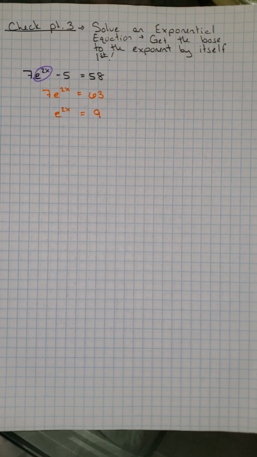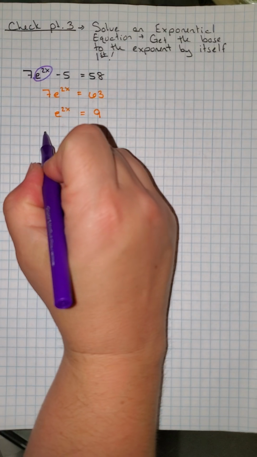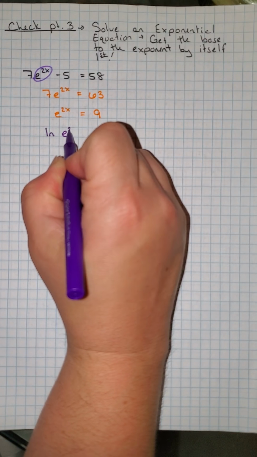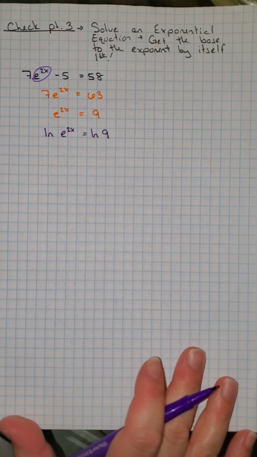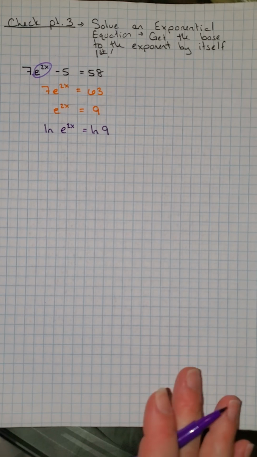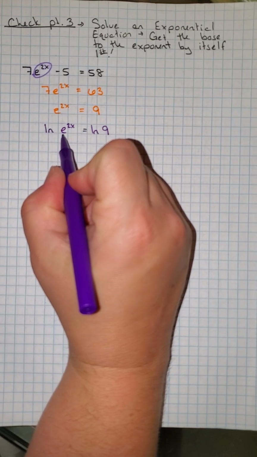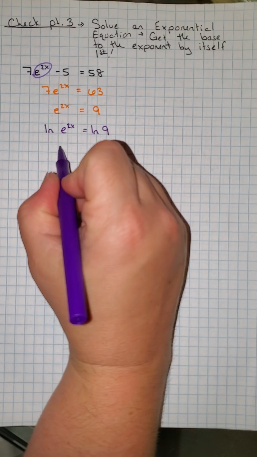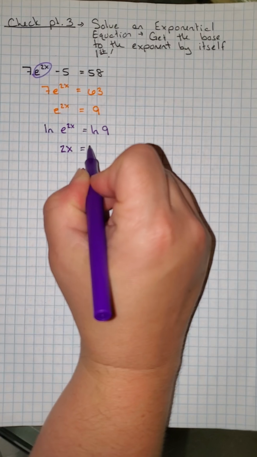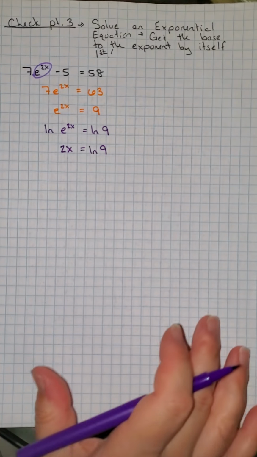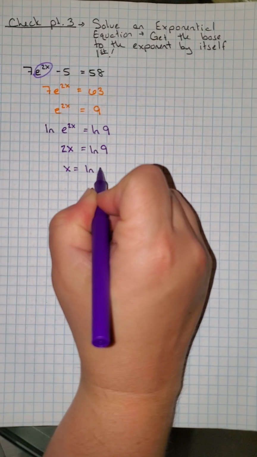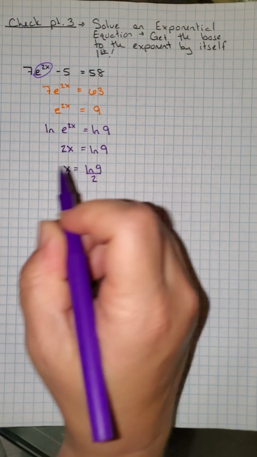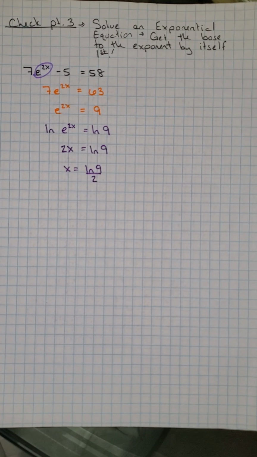And now we have the base to the power by itself, so now we can take the natural log of both sides. So the natural log of e to the 2x equals the natural log of 9. Don't forget to do both sides. People do forget to do that. They'll just do one side or the other. Natural log of e basically crosses out, or it equals 1. So this would be 2x equals the natural log of 9, but we're not solving for 2x, we're solving for x. So you do need to divide by 2. So you have the natural log of 9 divided by 2, which would be the exact answer.